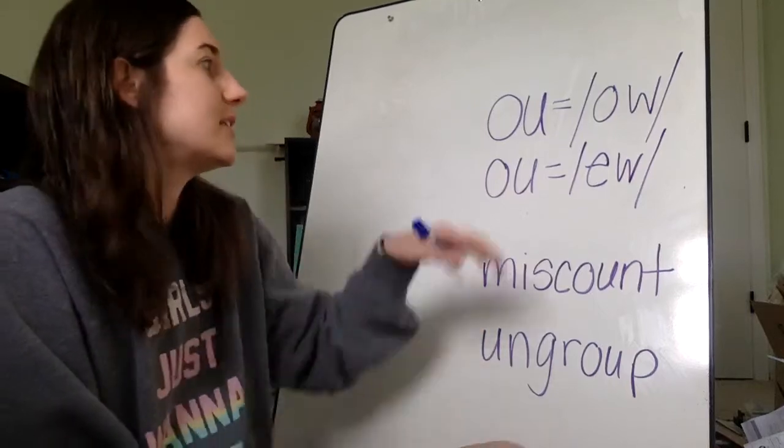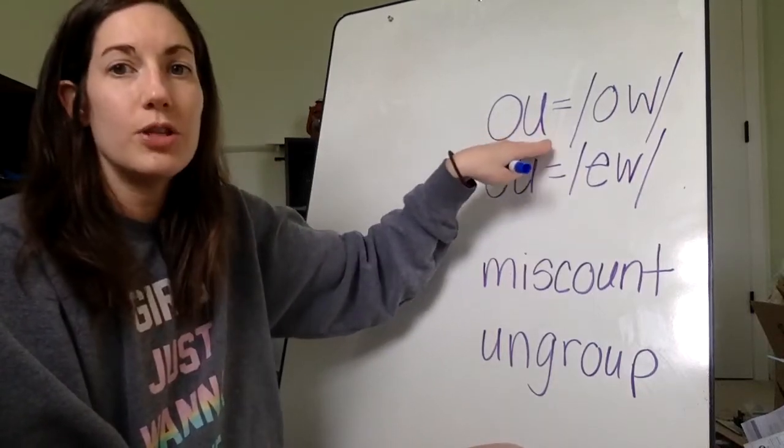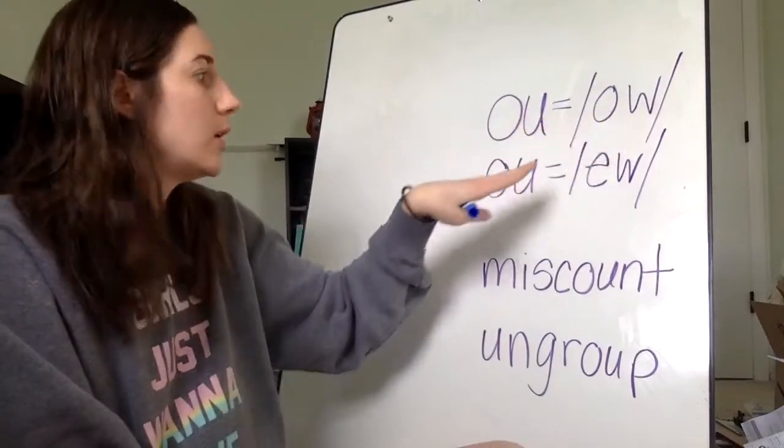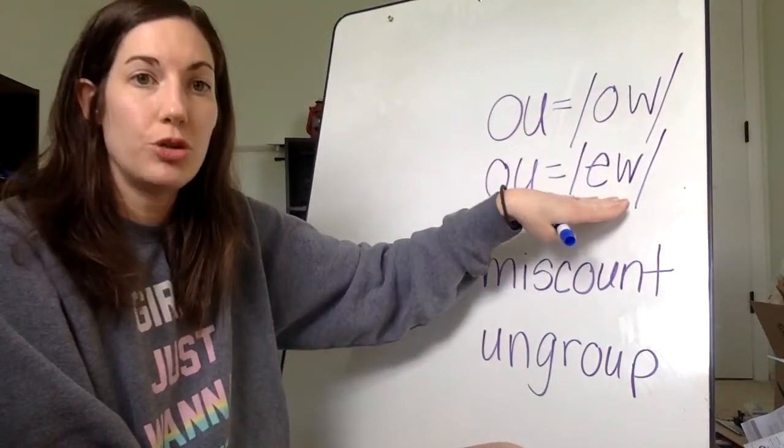Next vowel team is OU. OU can sound like ow, or OU can sound like ooh.